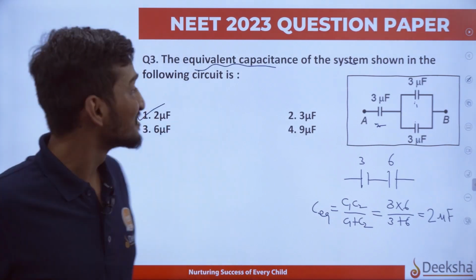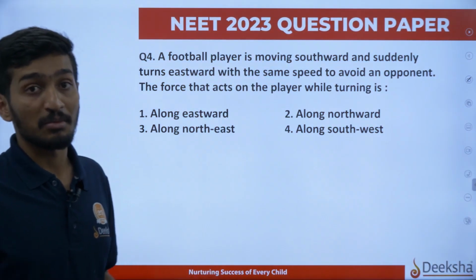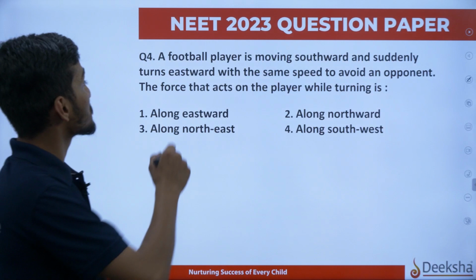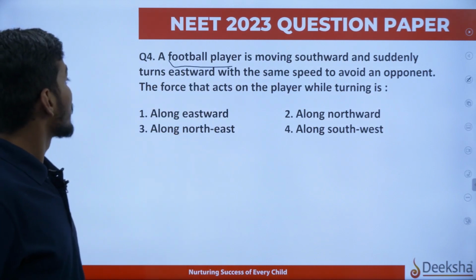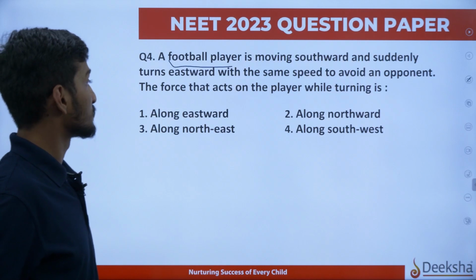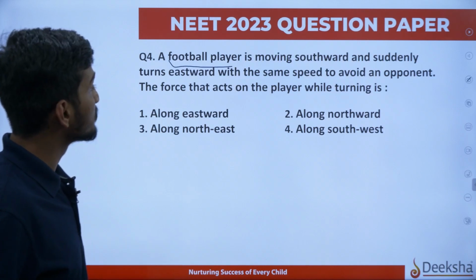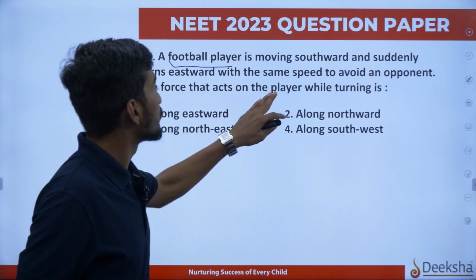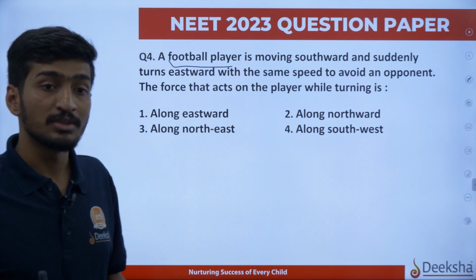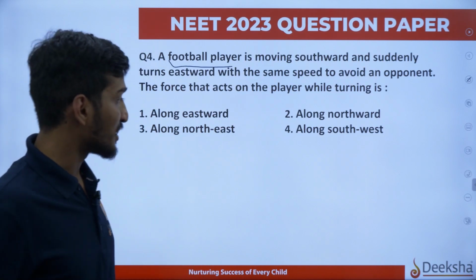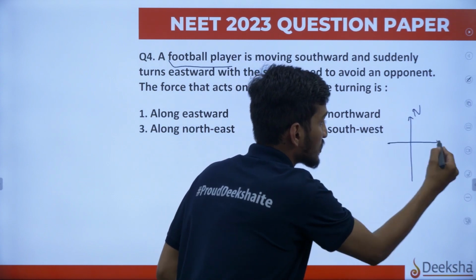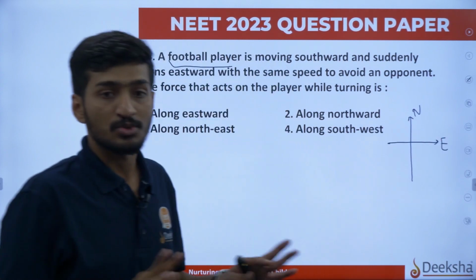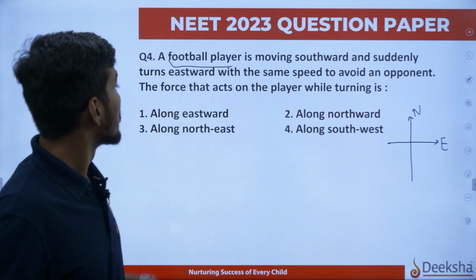Alright, moving on. This is a question from motion in plane. The question says there's a football player moving southward and he suddenly turns eastward. He's still moving with the same speed. So calculate the force that was acting on him when he took that sharp turn. Okay, so let's first of all map this out. Let's call this north. Let's call this east. Okay, so that we are all on the same page here.